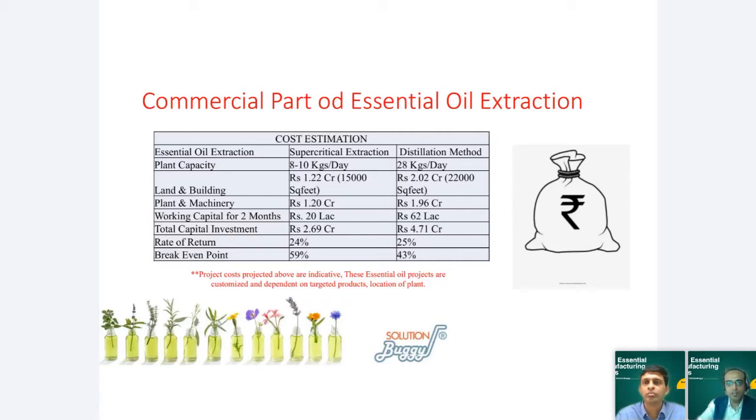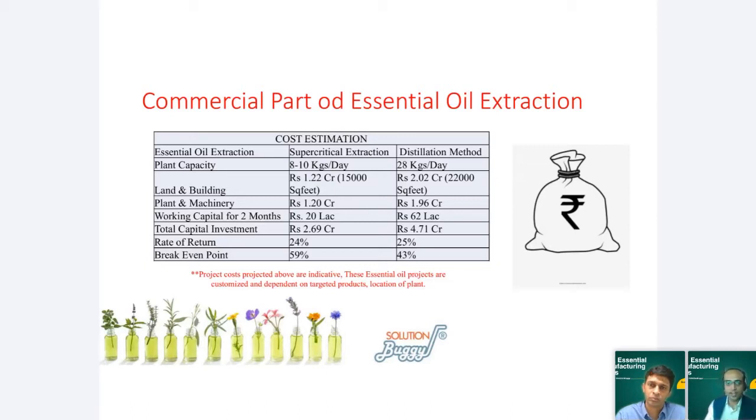So it is for 28 kgs or 30 kgs a day. It can be reduced depending on the requirement and product capacities. The rate of return in this distillation method is 25%. Break even percent is 43%. Everything in this calculation is dependent on the raw material we are going to target, as well as the product industry where we are going to sell.